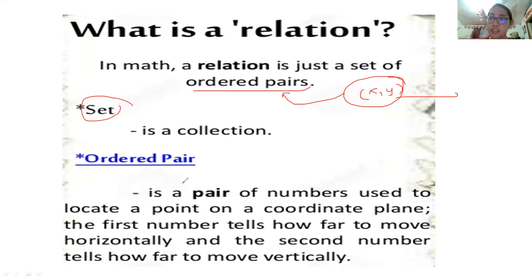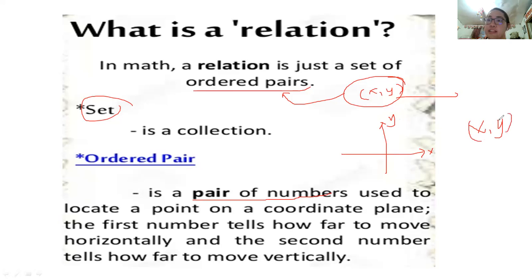An ordered pair is a pair of numbers used to locate a point on a coordinate plane. The first number tells how far to move horizontally. That's why we have the x-axis. The second number tells how far to move vertically, which refers to your y-axis. So when we say ordered pair, a simple definition is a pair of your x and your y.